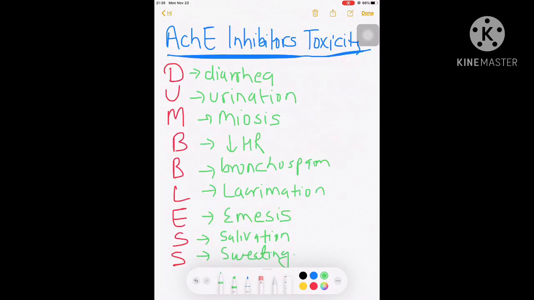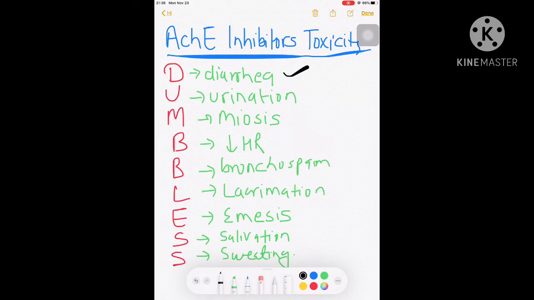Now it's time for the famous DUMBBELSS. DUMBBELSS is a mnemonic that helps us remember the toxicity of acetylcholinesterase inhibitors. If someone comes with organophosphate poisoning, which is very common in my country, then look for these signs. Always remember the rest, digest, and eliminate response. So the first one, D, is diarrhea. It increases gastric peristalsis and causes relaxation of sphincters, causing diarrhea.